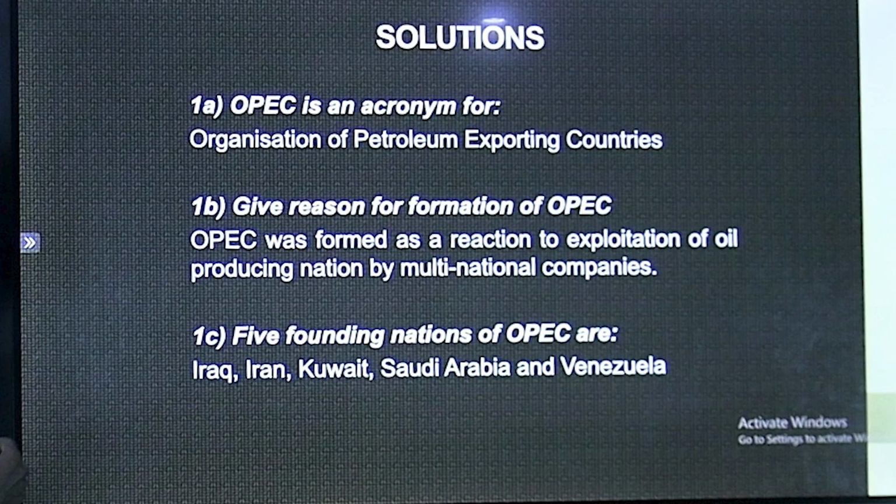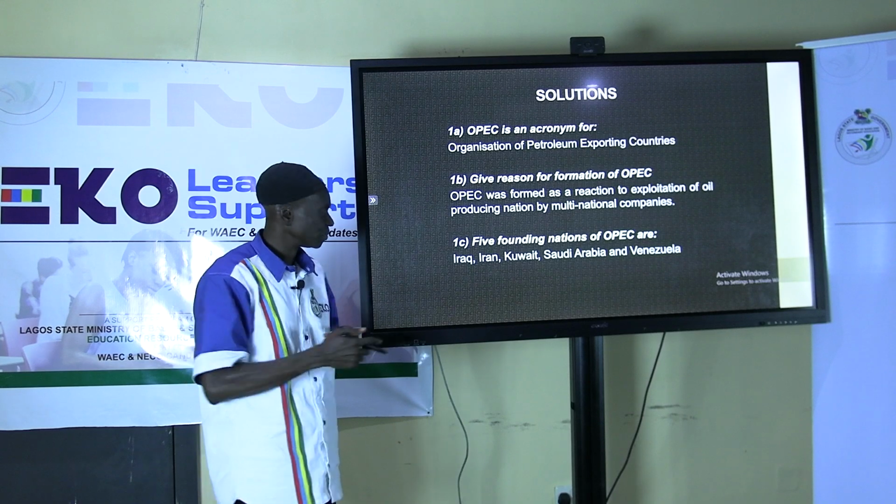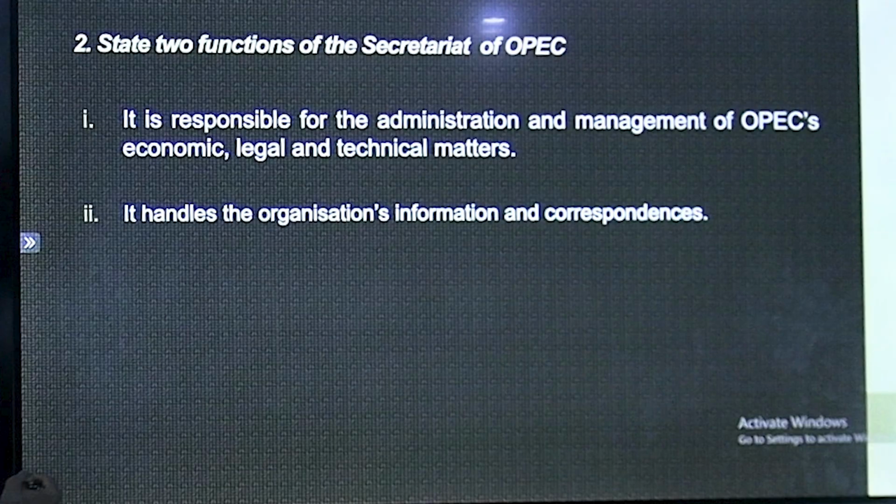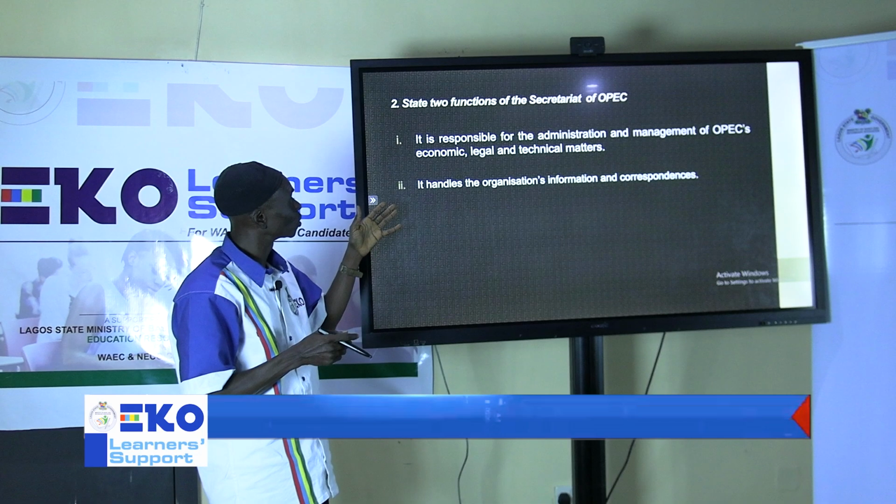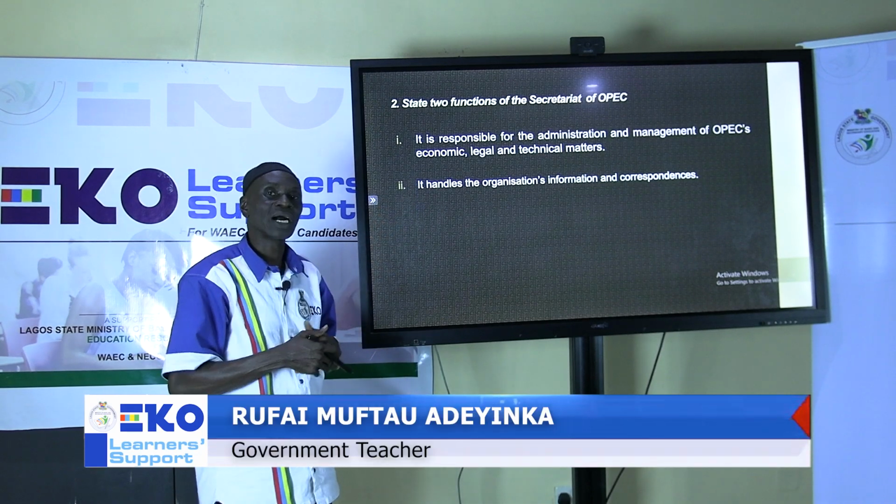Give reason for formation of OPEC. OPEC was formed as a reaction to exploitation of oil-producing nations by multinational companies. If you write this, then you get your full mark. 5 founding nations of OPEC are, as we have learned, Iran, Iraq, Kuwait, Saudi Arabia, and Venezuela. State 2 functions of the Secretariat of OPEC. It is responsible for administration and management of OPEC's economic, legal, and technical matters. The second function, it handles the organization's information and correspondences.